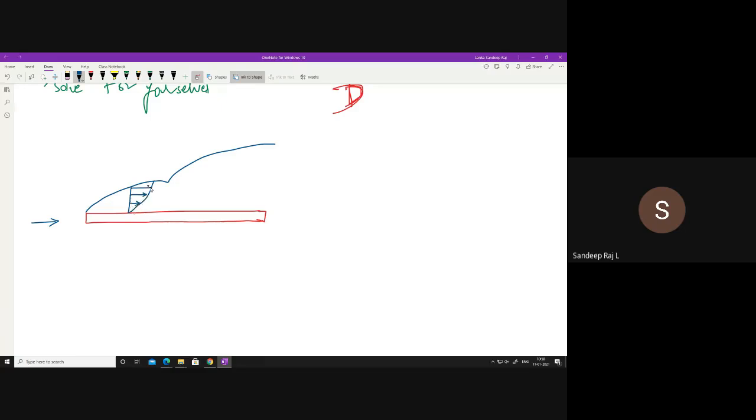Even though you are taking the average velocity and doing the calculation, in reality, the velocity is not going to be the same throughout as far as this boundary layer is concerned. That's why the velocity is varying with length. Since the velocity is varying with the length, what will happen to the H value?